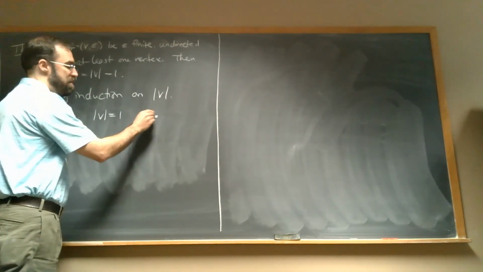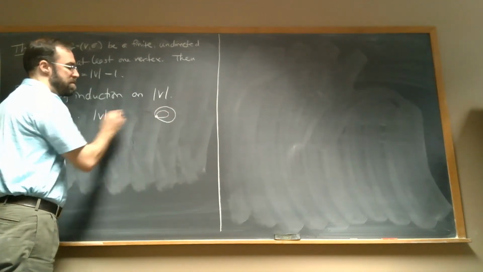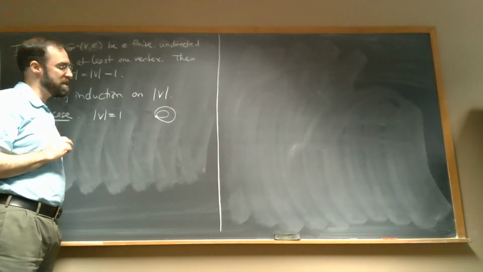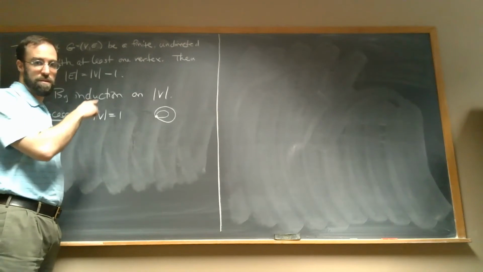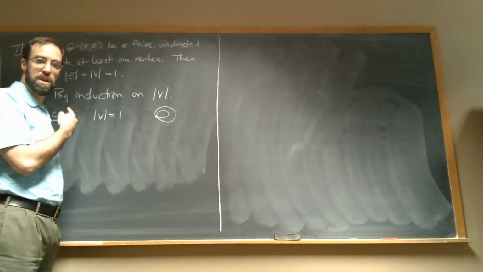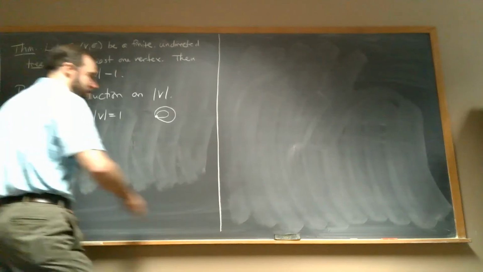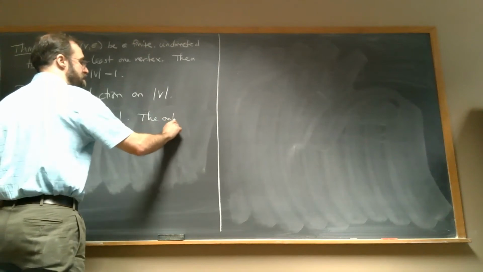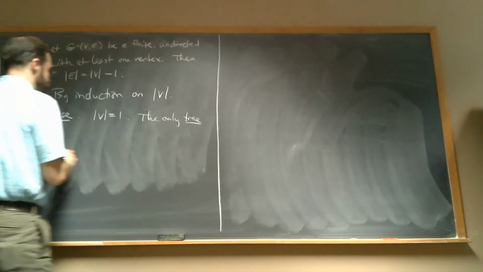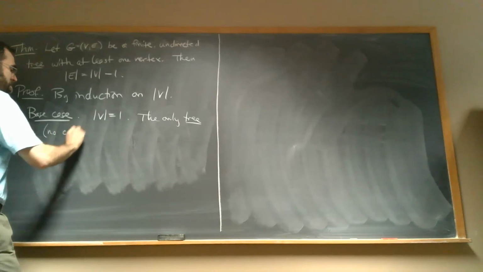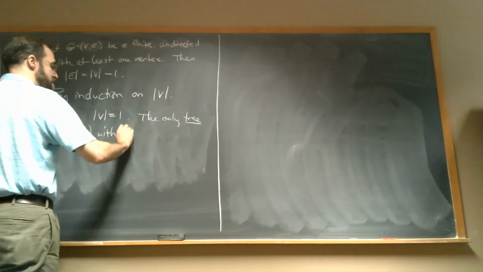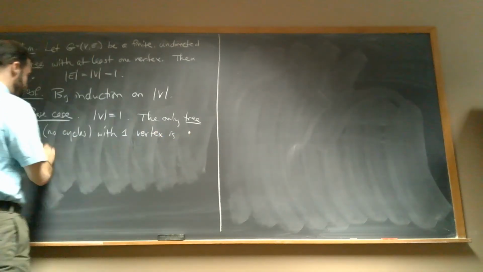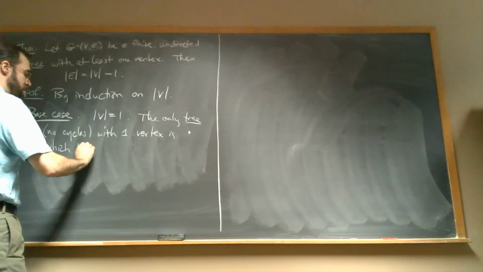If I have one vertex, I could have some edges like this. This is a graph with one vertex, but it's got some edges, but those are cycles. So since it's a tree, we know it doesn't have any cycles, so it can't look like this. So really we should say the only tree, which has no cycles, with one vertex is this, which has 0 edges.